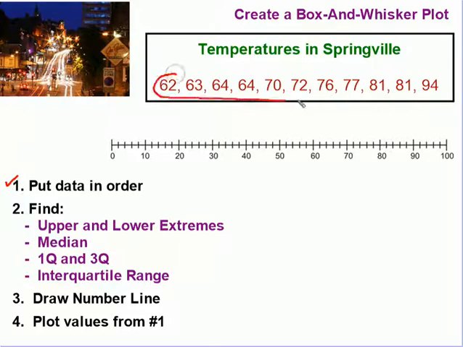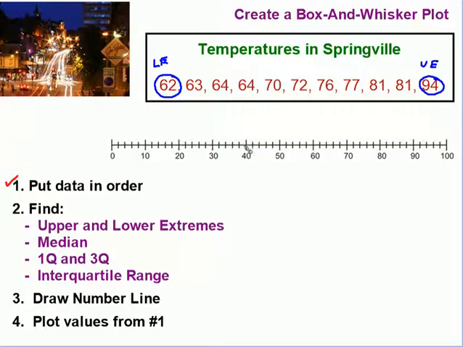Now, I have been kind enough here to put all of these in order for you, but many times they won't be, and you'll have to take the time to put them in order. After you've got them in order, then you have to identify the different parts of your interquartile range. So the first thing we're going to do is identify our upper and our lower extremes. Since they've been put in order already, that's very easy. I just look at the smallest one, which is 62. That's my lower extreme. And then I look up here at my highest one, and that is my upper extreme. And we know where those are.